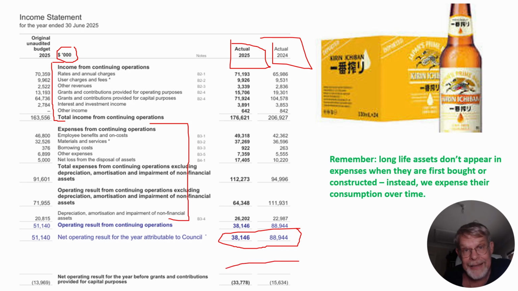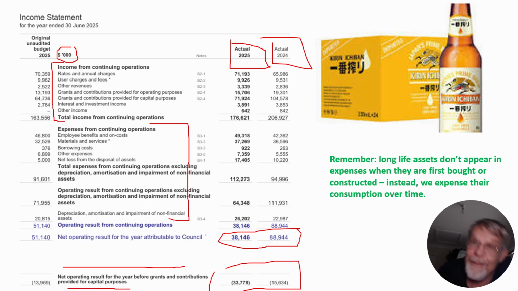For public accounting, you really have to look at those figures right down the very bottom, and everyone wants to stop before then because it suits them better to stop before then. But you really need to look right down the bottom, because we need to exclude capital grants and contributions, and I'll explain why in a minute. You also need to know that these figures here, when you see them in brackets, it means they're negative. It's a deficit.